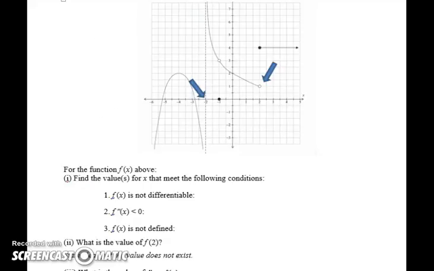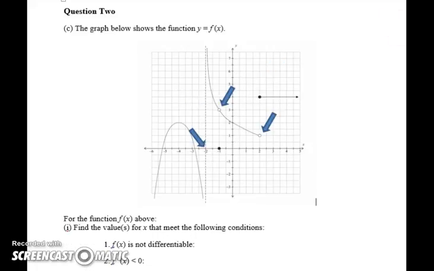The function is not differentiable where it's not continuous, or there's a break in it. So these two are obvious places where it's not differentiable, because we can see the asymptote and we can see the step there, but it's also not differentiable at this point on the curve where x equals -1.